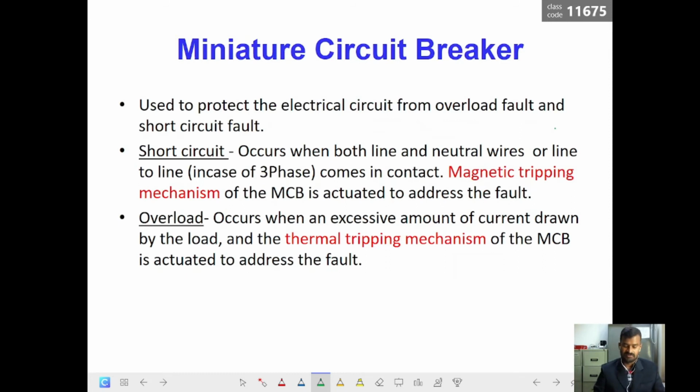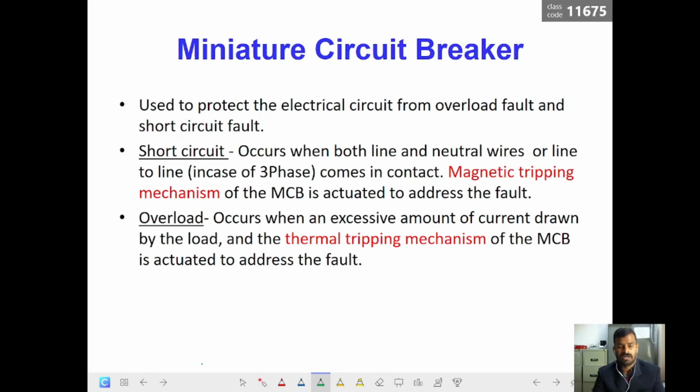So, the miniature circuit breaker. We are talking about this device which will trip during a fault, either a short circuit or an overload fault. So what is this miniature circuit breaker? What is there inside this? The miniature circuit breakers are protective devices used to protect the electrical circuit or the load from overload faults and short circuit faults.